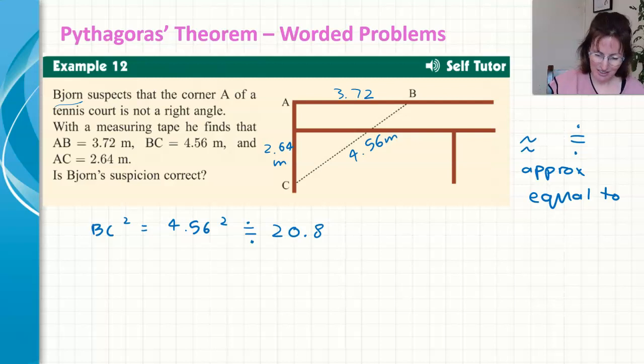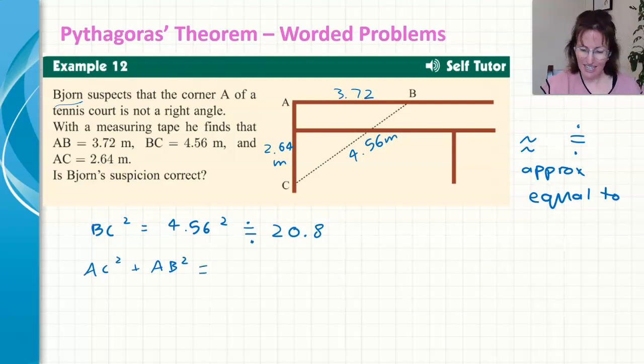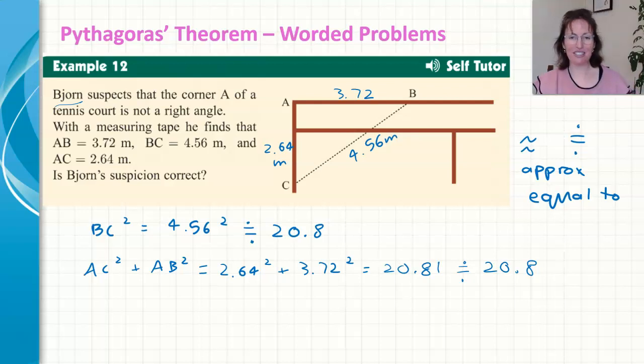And let's test it with the other side. So we're going to do AC squared plus AB squared. What do we have for that? AC is 2.64 squared, adding on 3.72 squared. When you work them out, again, it's 20.81. So 20.81 is exact, or if we round, we've got 20.8. Now, some of you might say, well, they're not absolutely exactly the same. So no, his suspicion is correct.